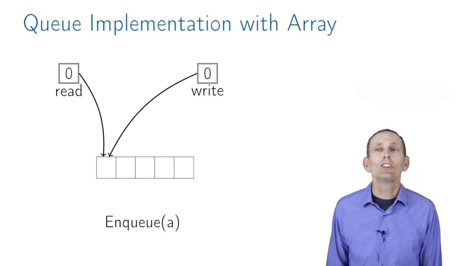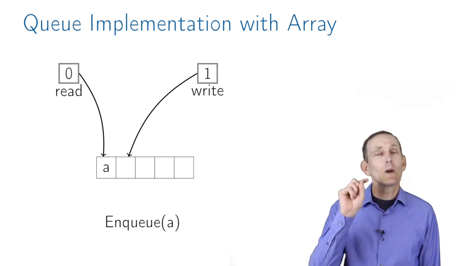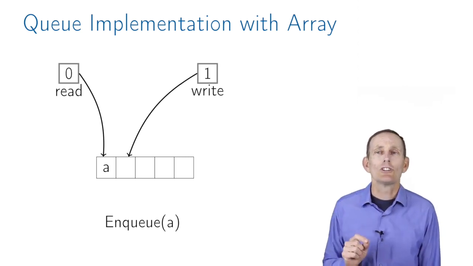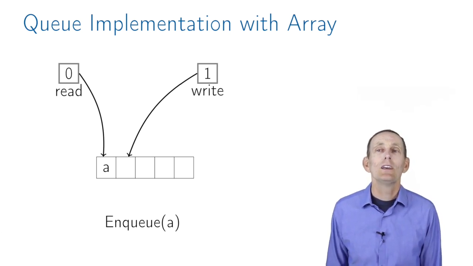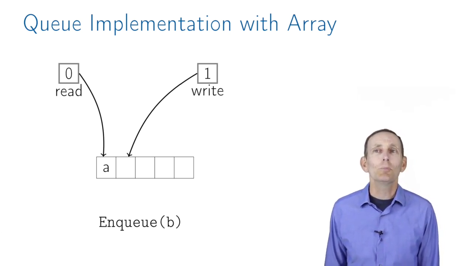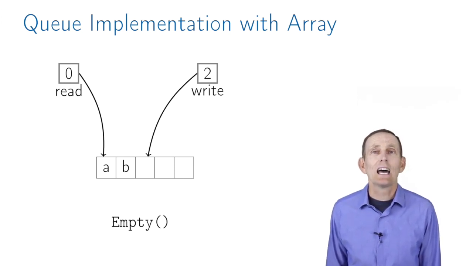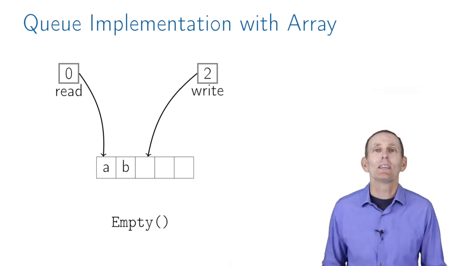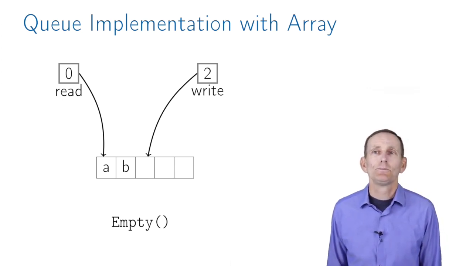So we're going to go ahead and enqueue A, and we have a write index. The write index tells us where the next enqueue operation should happen, and the read index tells us where the next dequeue operation should happen. So we enqueue A, we enqueue B, and now update our write index. If we ask whether we're empty, no, we're not empty because read is not equal to write. That is, we have something to dequeue that has been enqueued. Okay, so empty would be false.